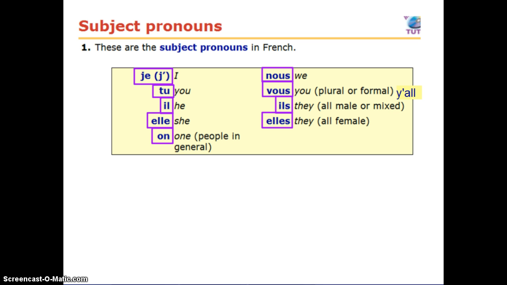And then the only thing that really gets people on ils versus elles is if you have both boys and girls. So the reason why it says mixed here, it refers to if you have both boys and girls and are trying to decide between using ils or elles, the rule is if there's even one boy present in the group, it automatically goes to ils. Even if it's 5 million girls and only one boy, it's still ils. So as soon as you have mixed company, it's got to be ils. If it's all girls, it's for sure elles. If it's all boys, it's for sure ils. So be careful on that.